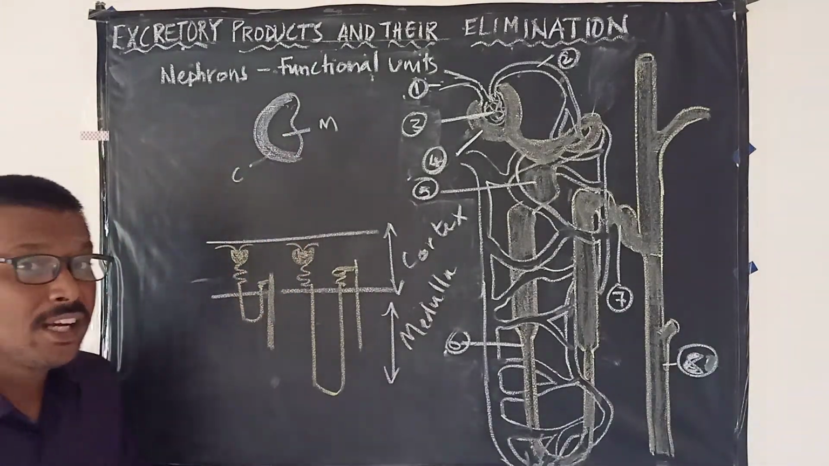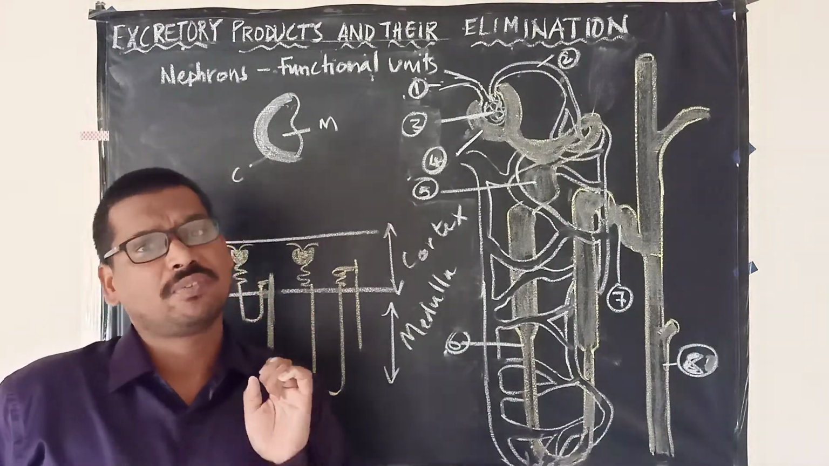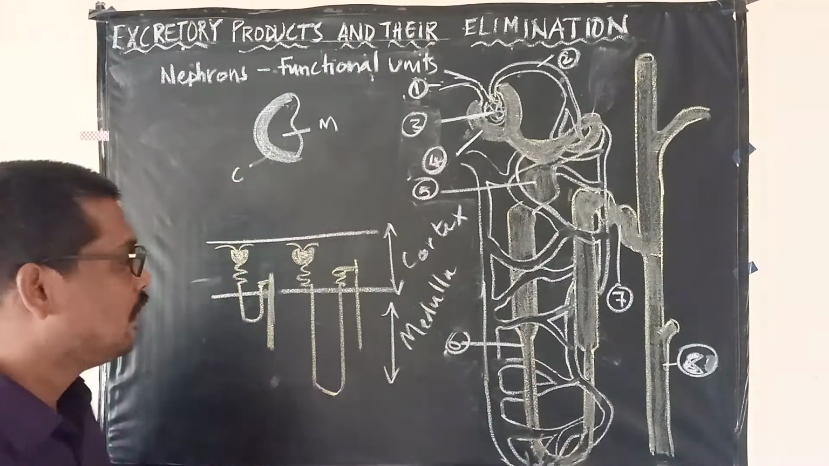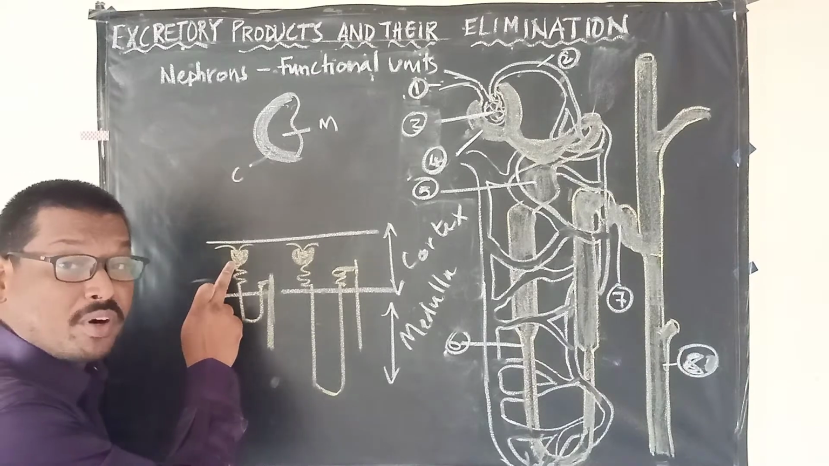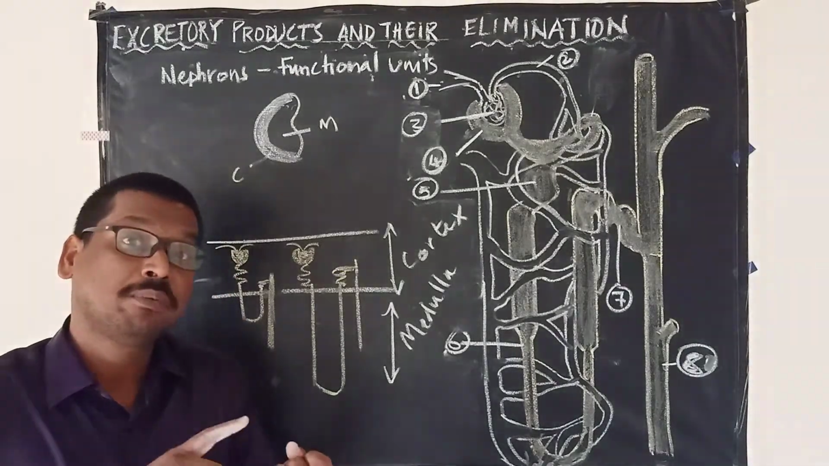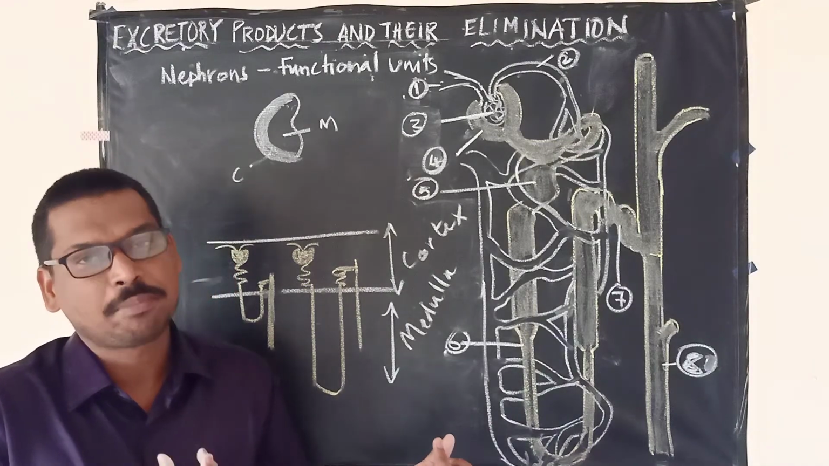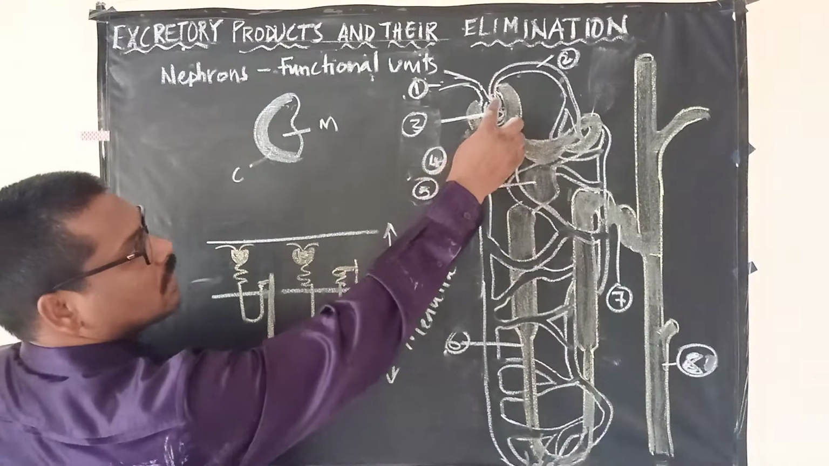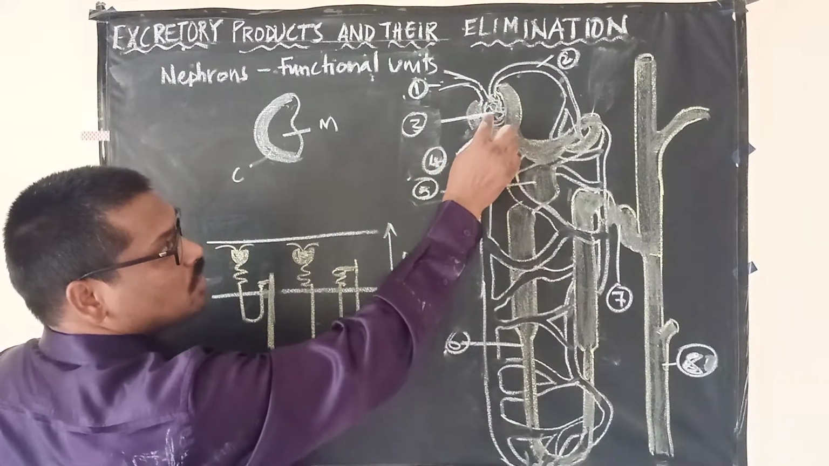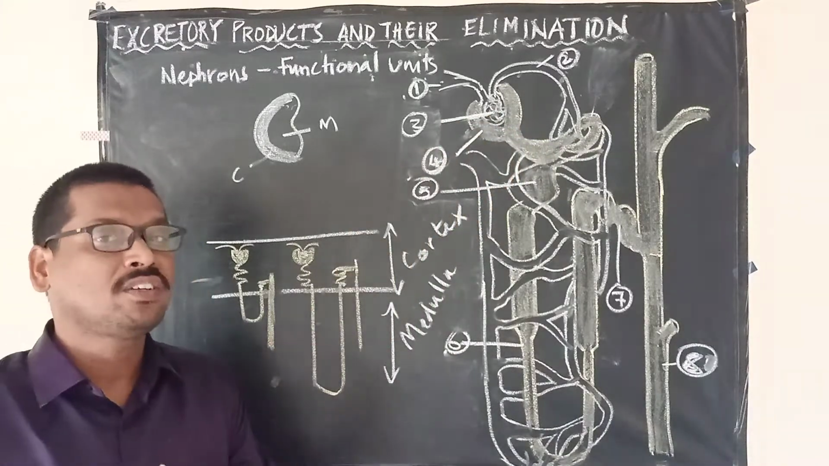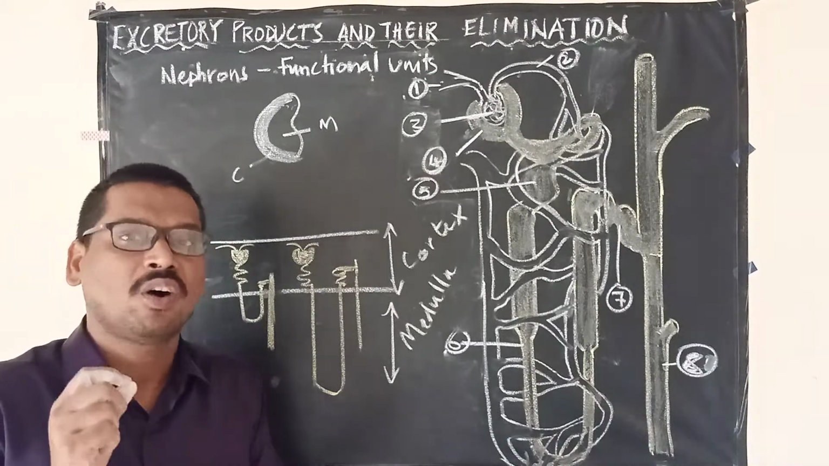Now here, there are two types of nephrons that will be present. Majority of the nephrons will be having their Malpighian body. Just now we learned that it is nothing but Bowman's capsule plus glomerulus. Glomerulus is the blood vessels, capillaries, present in the cup-like structure. These two together, glomerulus plus the Bowman's capsule, we call as the Malpighian corpuscle, Malpighian body, or renal corpuscle.